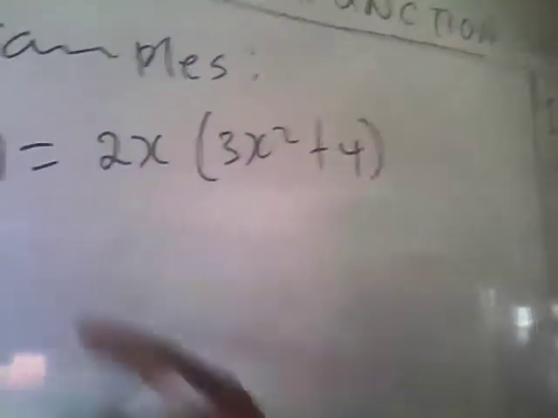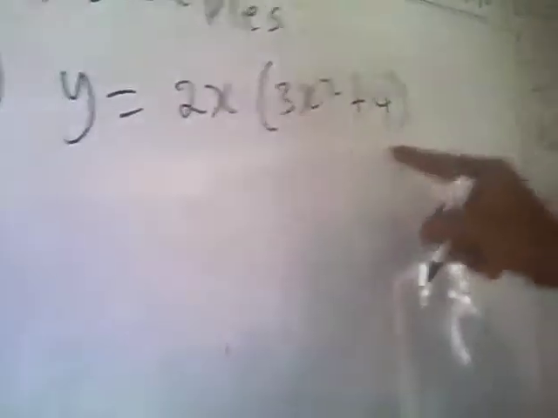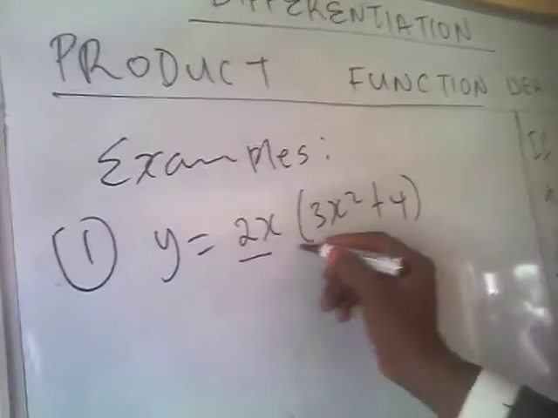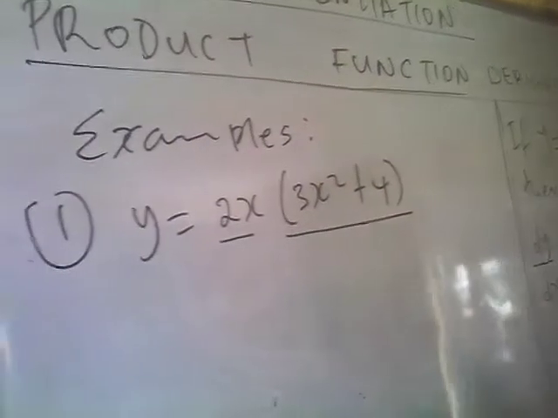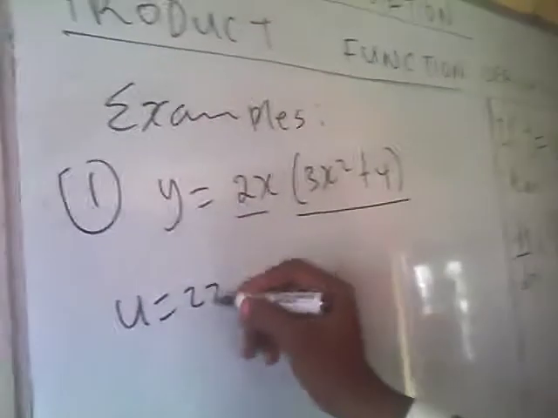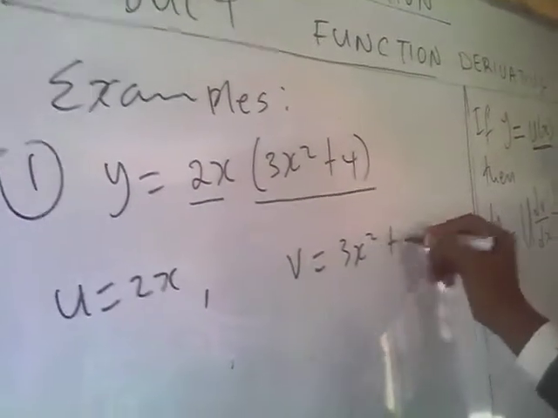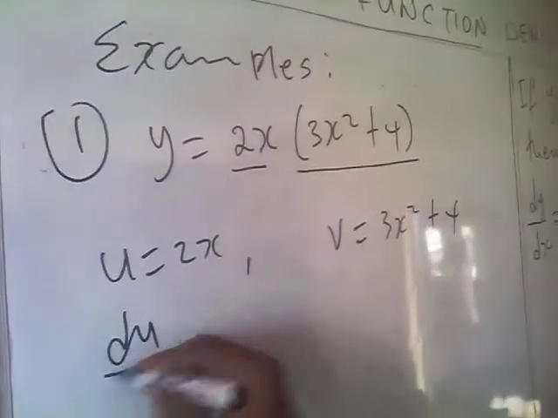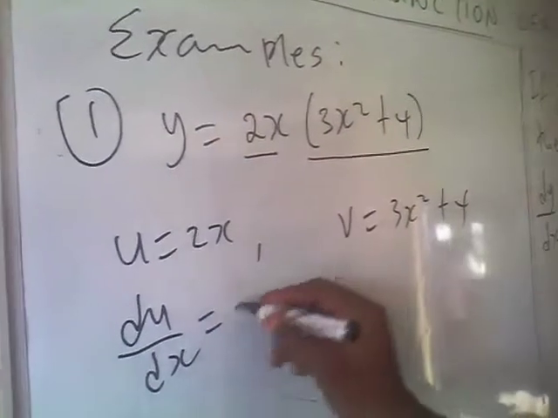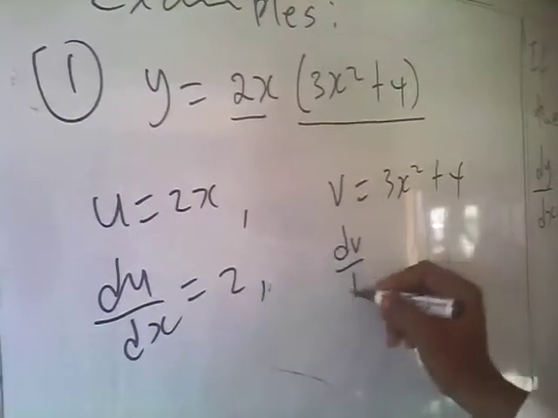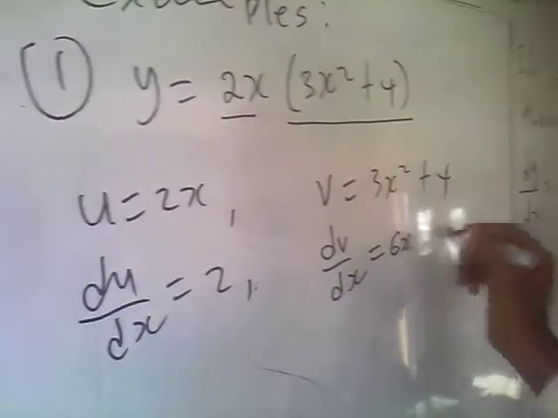Now, if we have a question of this nature, y equals 2x into 3x squared plus 4. This is a function, and this is a function. We assign our u as 2x and our v as 3x squared plus 4. Differentiating u with respect to x, we have 2. Differentiating v with respect to x, we have dv/dx as 6x.